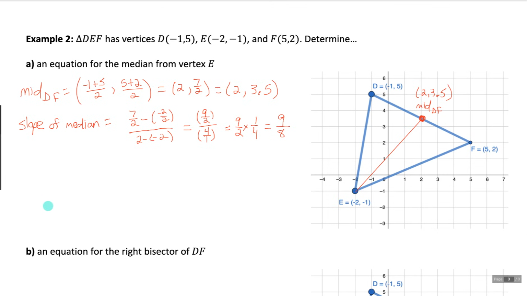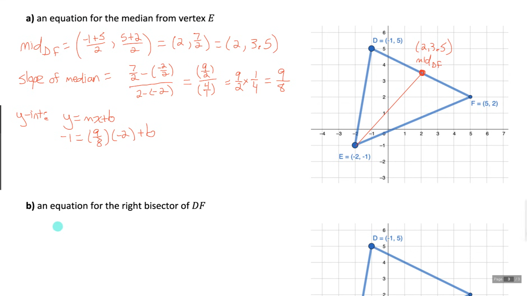Now that we know the slope, the m value, I can calculate the y-intercept, the b value, by subbing into y equals mx plus b, my m value of 9 over 8, and any point on my median for x and y. I'll choose point E for my median since that one doesn't have any fractions. So point E, the y value is -1. My slope is 9 over 8. And my x value is -2. My only unknown here is b.